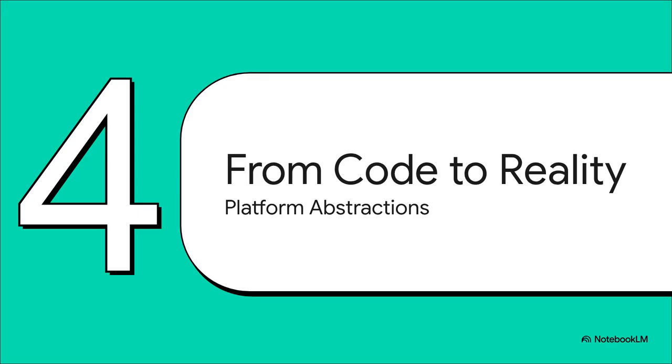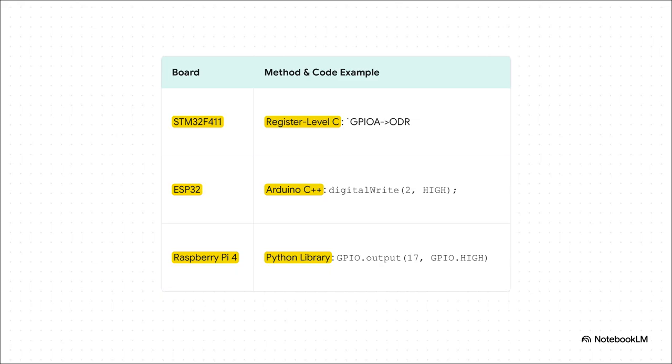Okay, so what does all this look like in the real world, on actual hardware you can buy? The really cool part is that these core ideas apply everywhere, but the level of abstraction, how much the messy details are hidden from you, can change dramatically from one platform to another. This slide is just awesome because it shows it so clearly. Look at this. To turn on a single LED, the STM32 example uses that direct register-level C code we just saw. You're right down in the guts of the hardware.